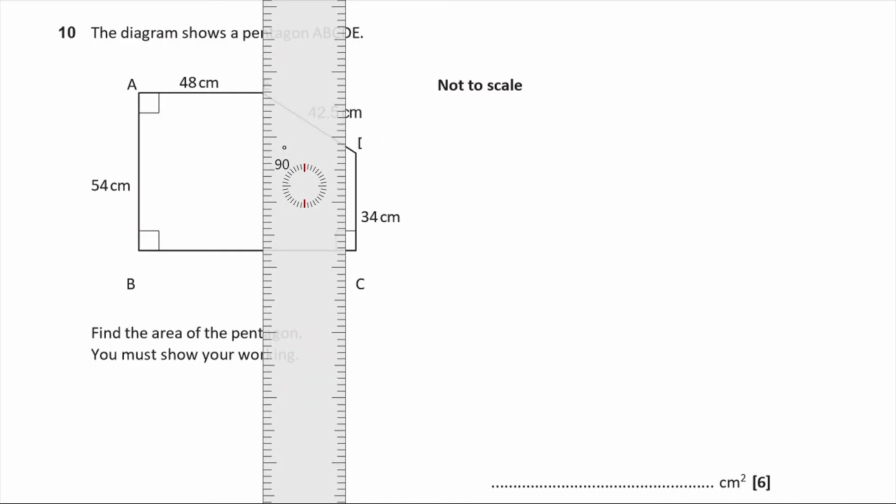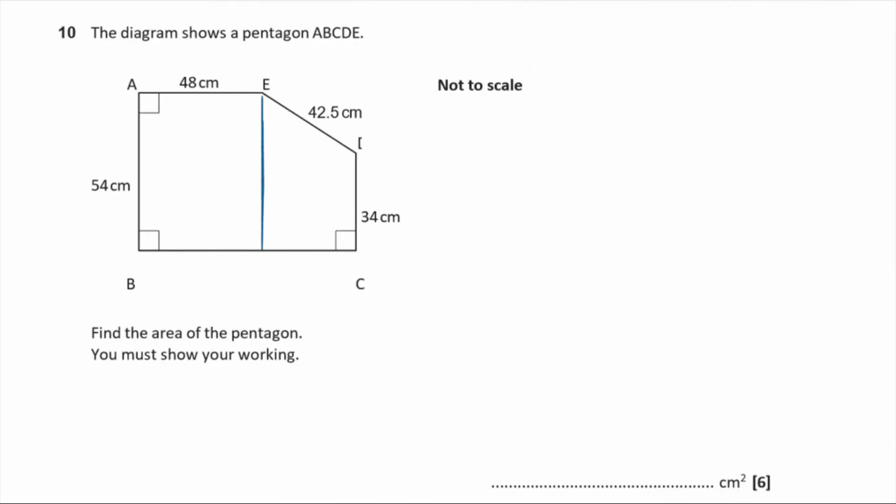Or you could break it down into two rectangles and a triangle if you'd rather. But I know the area of a trapezium formula, so I'm just going to use that. Right, so this is going to be area 1, this is area 2. So what is area 1? Area 1 is a rectangle, so it's length times width.